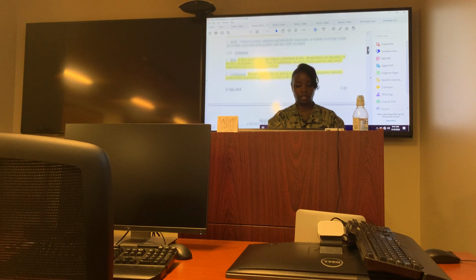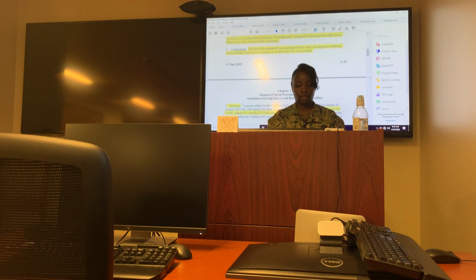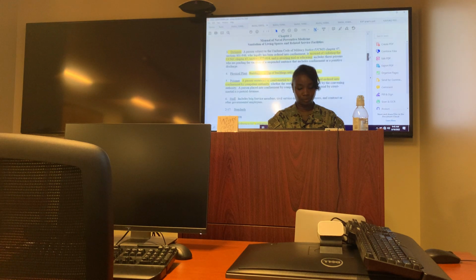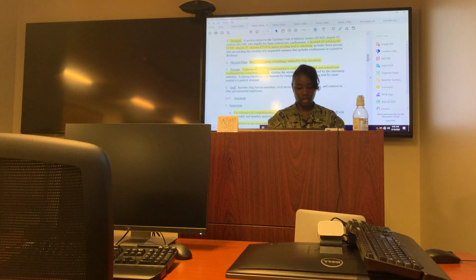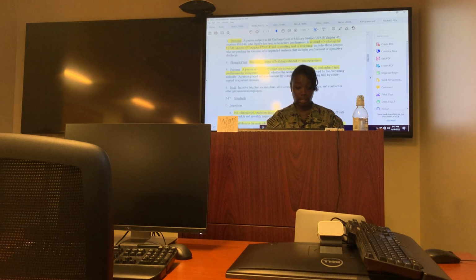Okay, and then again, some more definitions. It tells you what the brig is, what confinement is, detainee, and I have not seen any of this stuff historically on these type of exams.